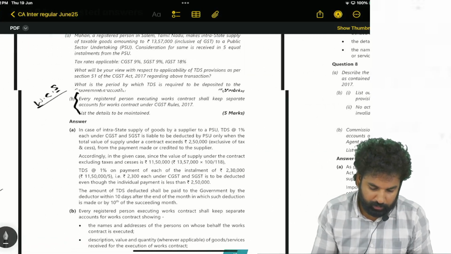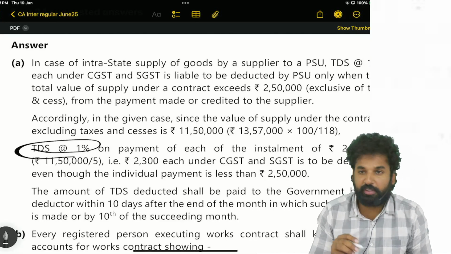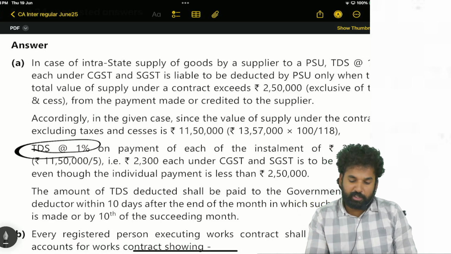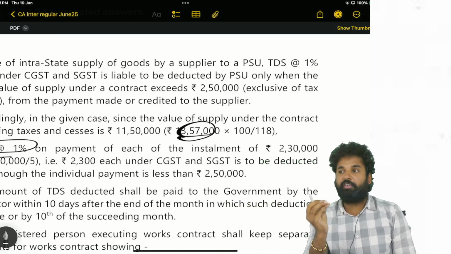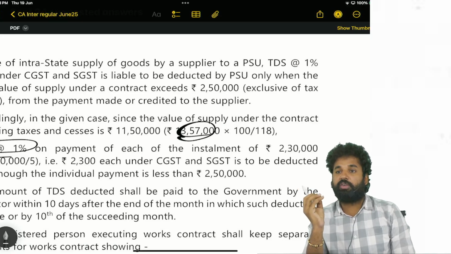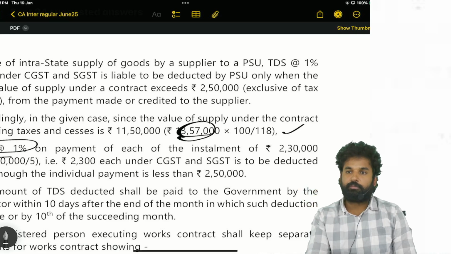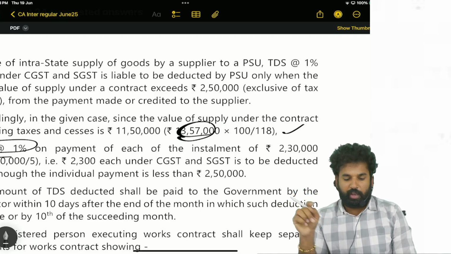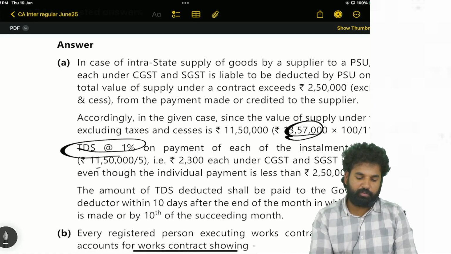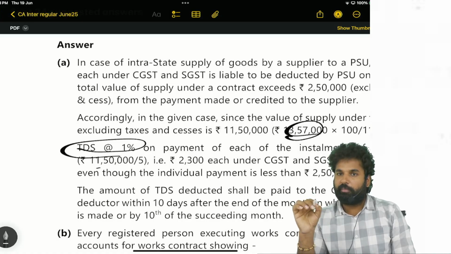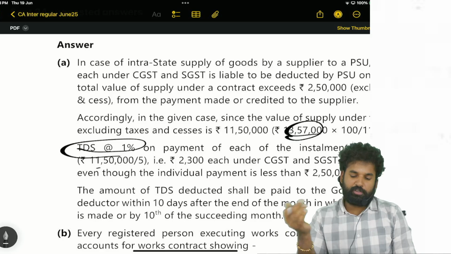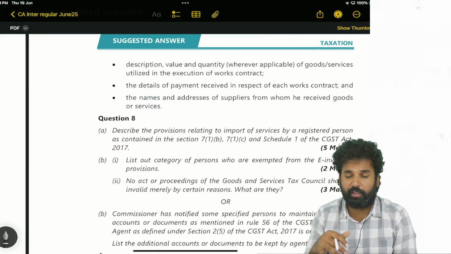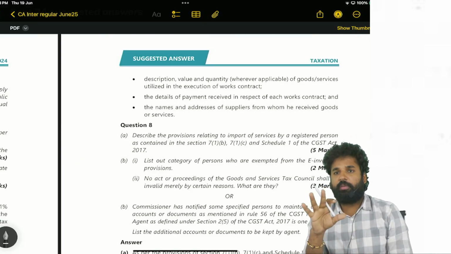See here, calculation of TDS. 1% rate is there, that means 2%, 1% each. Here the calculation is: total 13,57,000 payable in 5 equal installments, and 13,57,000 is inclusive of GST. So first we have to arrive at the value. After arriving at the value, it is payable in 5 equal installments, so value divided by 5. How much are you getting? 11,50,000 divided by 5. On that 1% will be applicable, CGST, SGST. Next, that installment has to cross this 2.5 lakhs.